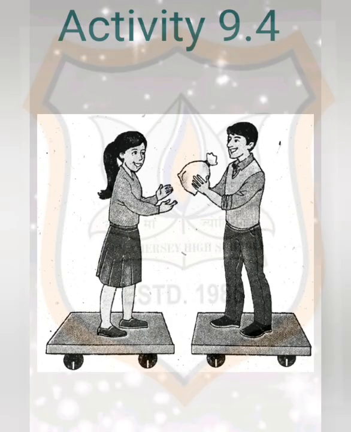Now, activity 9.4. Ask two children to stand on two separate carts as shown in the figure. Now give one of them a bag full of sand. Ask them to play a game of catch with the bag. Now, does each of them receive an instantaneous reaction as a result of the sandbag? That is action. So the answer is yes. Each of them receives an instantaneous reaction as a result of throwing the sandbag.